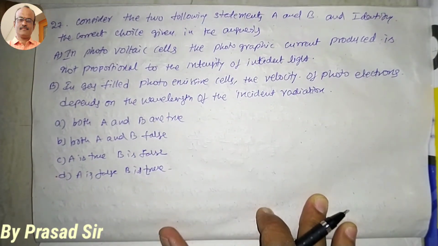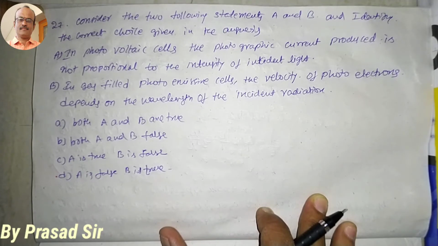Consider the two following statements A and B and identify the correct choice given in the answers. A. In photovoltaic cells, the photographic current produced is not proportional to the intensity of incident rays. And B. In gas-filled photoemissive cells, the velocity of photoelectrons depends on the wavelength of the incident radiation.